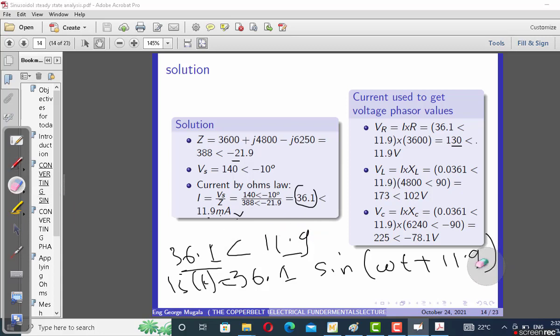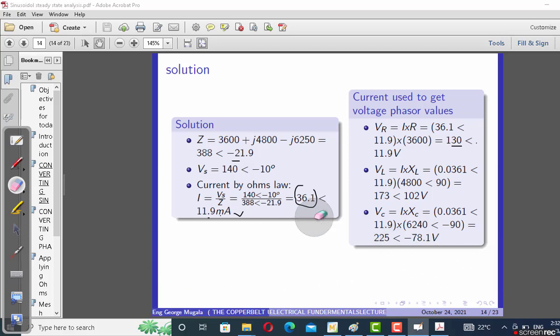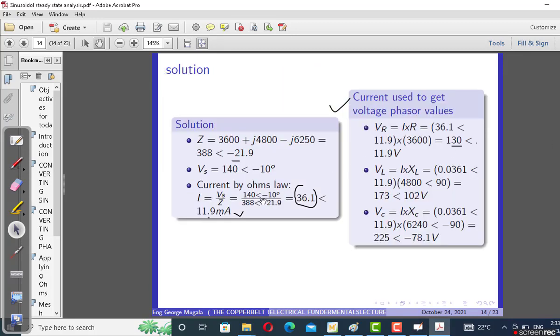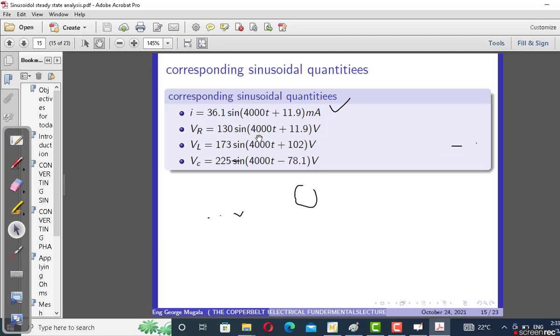Okay, all right. So we can go back, we can make some progress, we can check now here. This could be the current. The voltage has already also been calculated. If you check the voltage, let me just check it real quickly. Voltage is 130 angle 11.9. So it's 130 sine. Now I'm using 4000 because that was the given frequency. So it's 4000 t plus 11.9.